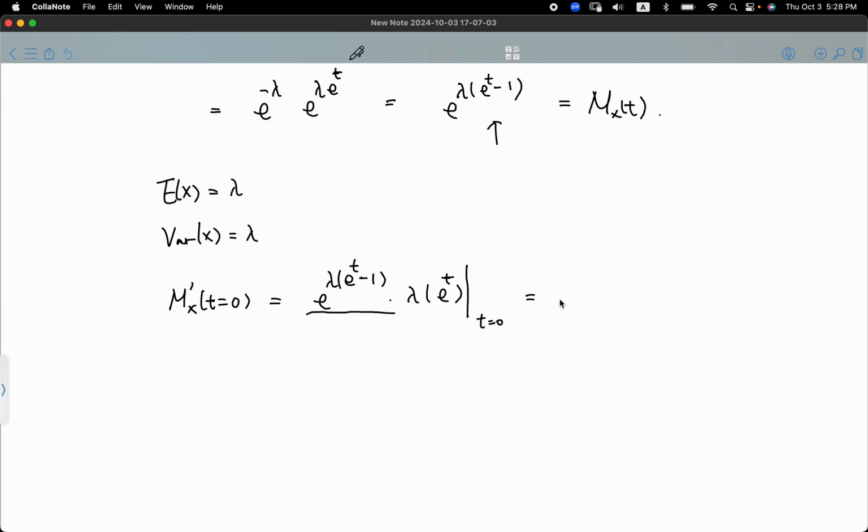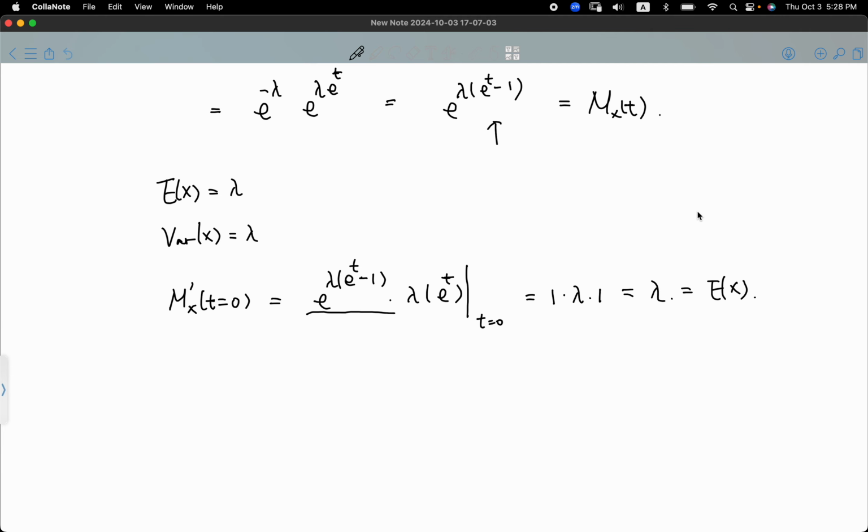So 1 multiplied by the lambda. And then what about the second term when we plug in t equals 0? 1, right? Okay, good. And then we have another lambda. So this is the first moment.